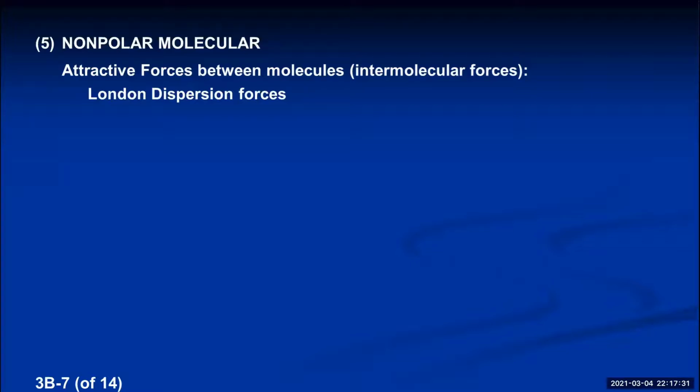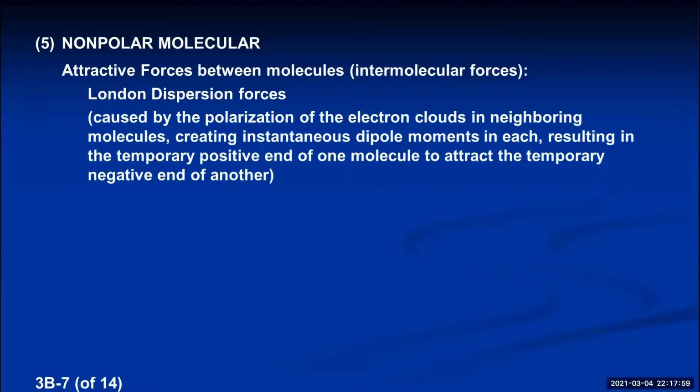So what happens is when two nonpolar molecules approach each other, their electron clouds repel each other, the electron cloud in one molecule shifts and it gets polarized. So that molecule now has a temporary positive end and a temporary negative end. It will then pull the electron cloud of the other molecule so that the other molecule becomes polarized, having a temporary positive end and a temporary negative end. And that temporary positive end of one will attract the temporary negative end of the other. That's your London dispersion force. So this is caused by the polarization of the electron clouds in neighboring molecules.